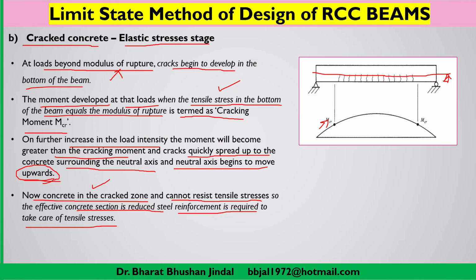Now here I can create one question for all of you. As we have discussed, as the moment crosses Mcr, the cracks will start propagating from the bottommost fiber towards the neutral axis, and we are saying that now concrete is in the cracked zone, and it will not be able to resist the tensile stress. So my question here is very simple: why are we using only steel reinforcement to take care of the tensile stresses? Why can we not use some other material as reinforcement? Why only steel is chosen?